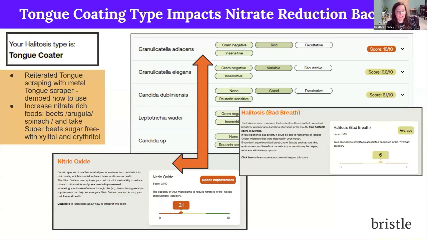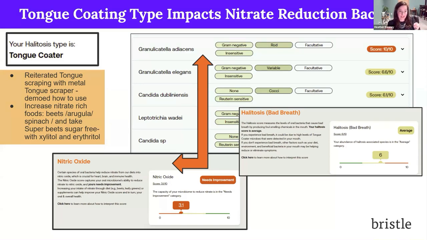And then this is what happened with the nitric oxide score. So in my experience, Granulicatella adiacens has grown. It's at 10. That's a tongue coating bacteria. It can be a high risk bacteria for halitosis. This one I struggle with. It's facultative, it's not sensitive, and it's gram negative. It's a hard bacteria. Granulicatella adiacens will be high with antimicrobials sometimes.